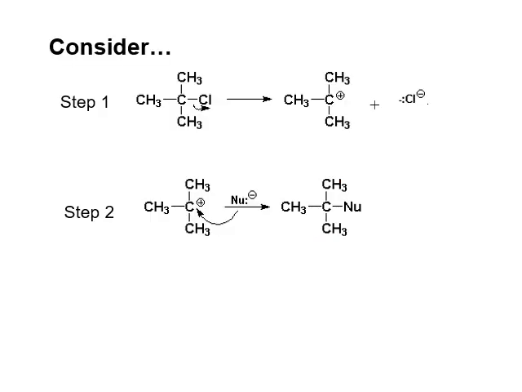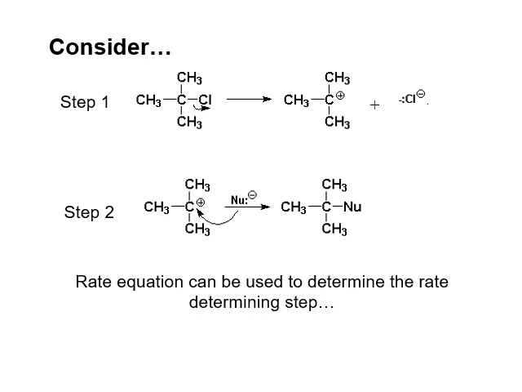Let's have a look at applying some of this then. So on the screen now, you've got a 2-step mechanism for nucleophilic substitution. Now you're used to nucleophilic substitution just being the nucleophile attacking and the halide leaving all at the same time. This is an alternative. So in the alternative, in step 1, the chloride leaves and forms a carbocation. And then in step 2, that carbocation is then attacked by the nucleophile. So just an alternative mechanism for nucleophilic substitution. And we can use the rate equation to determine which of these 2 steps is the rate determining step.